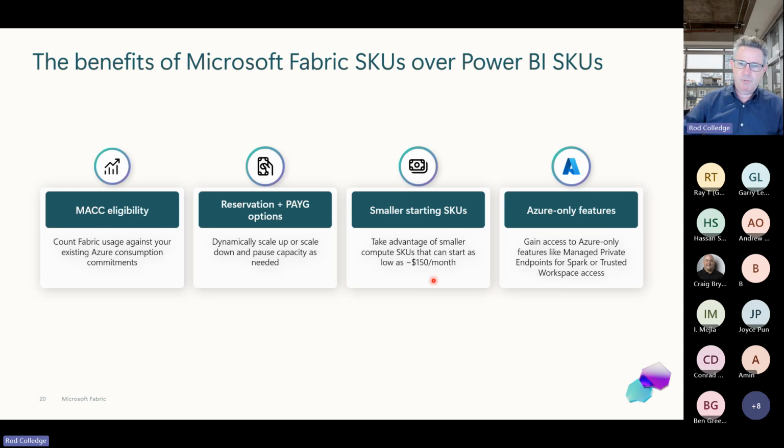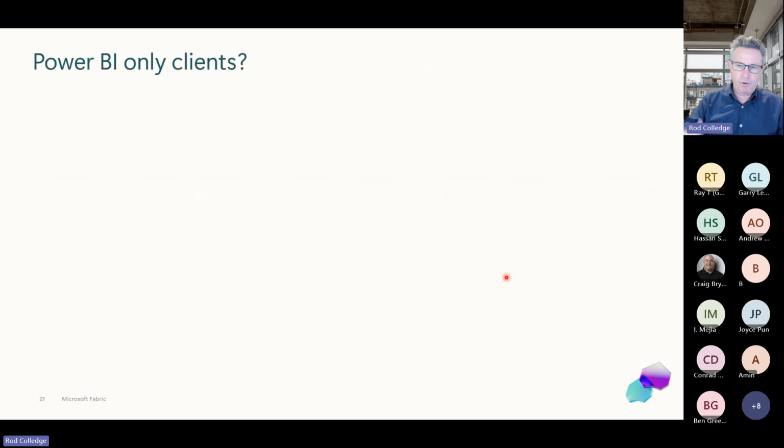So this is great for dev test workloads. And there are also some Azure-only features that you get access to on a Fabric capacity, such as trusted workspace access to storage accounts that are behind firewalls from Fabric shortcuts. So this is only available on F SKUs and not on the Power BI Premium P1 or above SKUs.